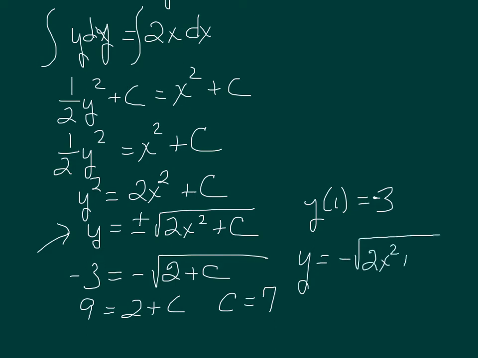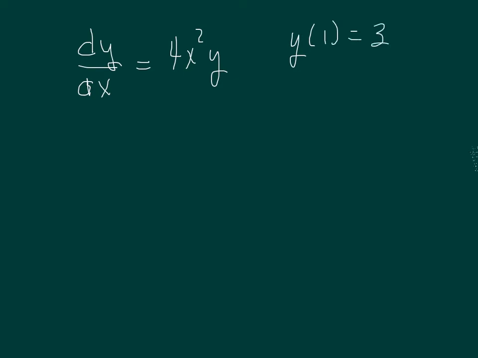So our solution for this particular point is y equals a negative square root of 2x squared plus 7. Now we have our differential equation: dy over dx equals 4x times y squared. And we know that when x is 1, y is 3.